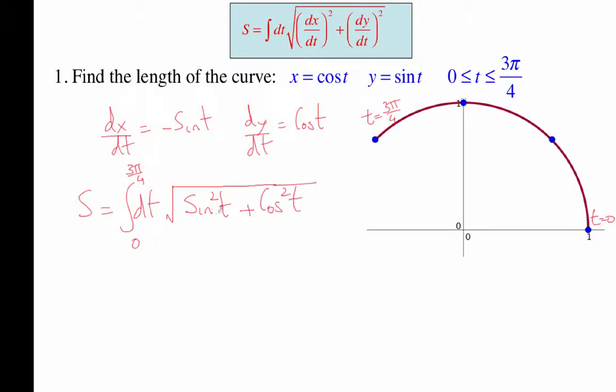And of course, sine squared t plus cosine squared t is 1. So this is just the integral of 1 from 0 to 3 pi by 4, and that is 3 pi by 4. If instead we had completed the circle, gone around on a complete loop and ended up at t equal to 2 pi, then the distance we would have covered would be 2 pi. And that, of course, is the circumference of the circle.